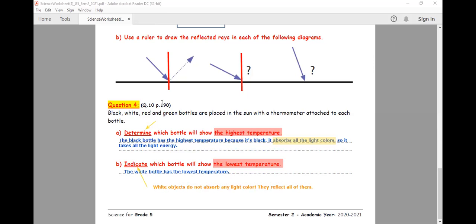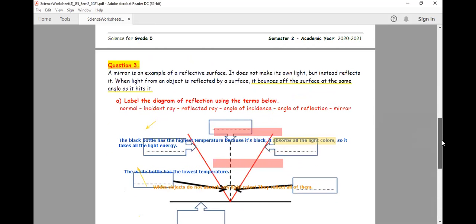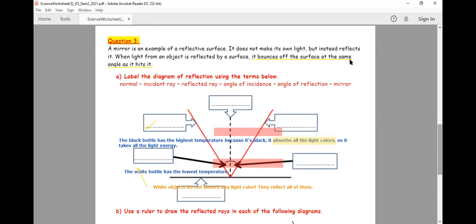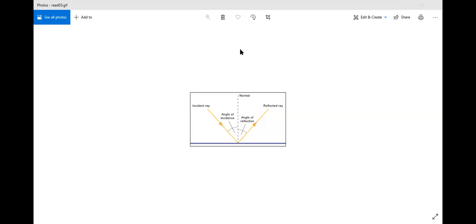Okay. Now, let me talk about the reflection diagram. Before I do this, we're going to do a quick revision about the reflection diagram. Look. First of all, a source of light sends a ray to the mirror. This is the incident ray coming from the source of light to the mirror. So the blue line in here is the mirror.